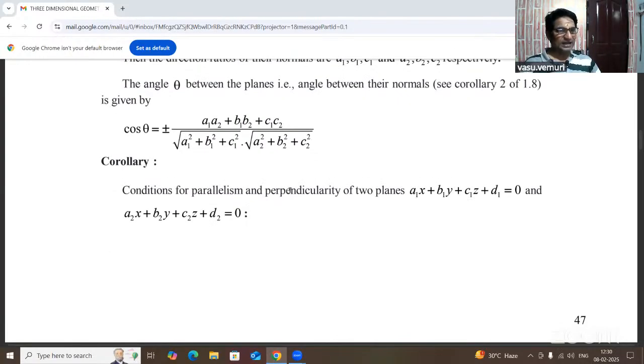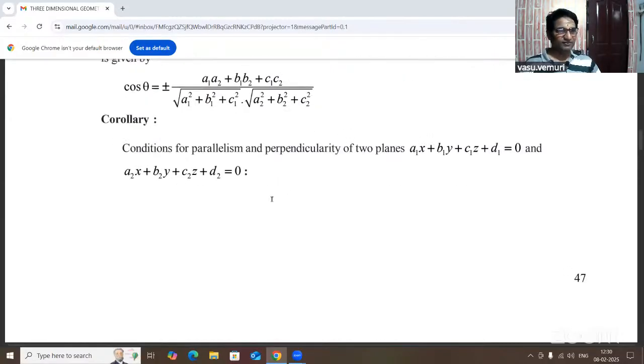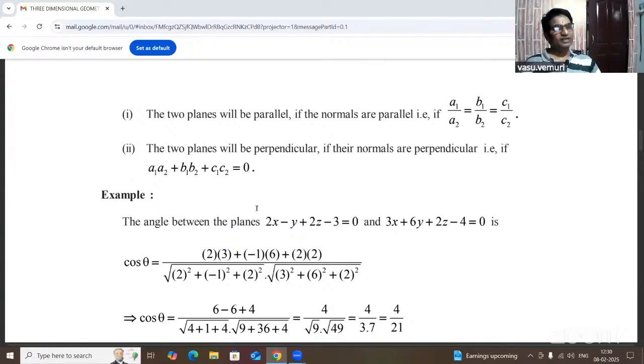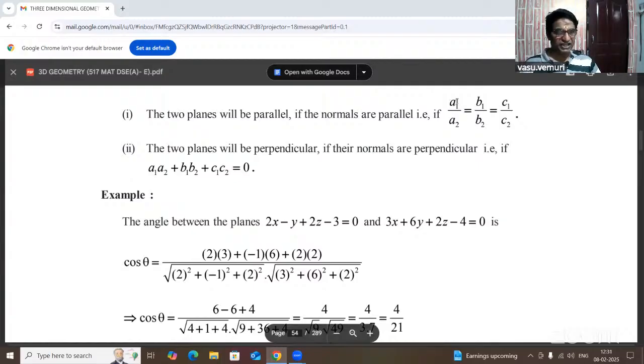Suppose those planes are parallel, either parallel or coincident. Then theta equals 180 degrees or 0 degrees; 180 degrees means pi radians. So theta is either pi or 0. The parallelism condition is A1 by A2 equal to B1 by B2 equal to C1 by C2. When both given planes are parallel, the ratios are proportional. It can also be written as A1 is to A2 equal to B1 is to B2 equal to C1 is to C2. These are two important conditions.